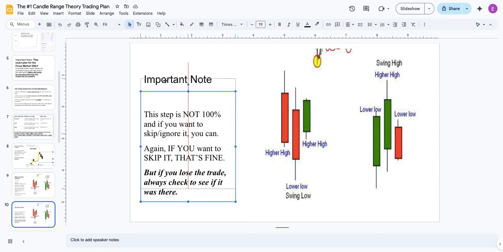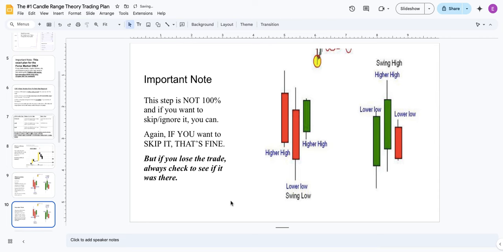There will be times you'll see this and the trade can still play out. So if you want to skip this step, you definitely can. You can just stick to trading the candle range theory and not worry about swing highs and swing lows.